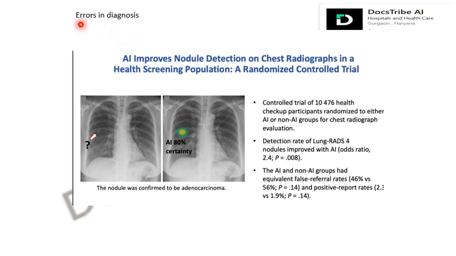Have a look. Errors in diagnosis. AI improves nodule detection on chest x-rays in a health screening population. See, these are patients who have not come with symptoms. They are patients who have just been screened with chest x-rays. So there is a doubt. Could there be something there? But it is still a doubt.